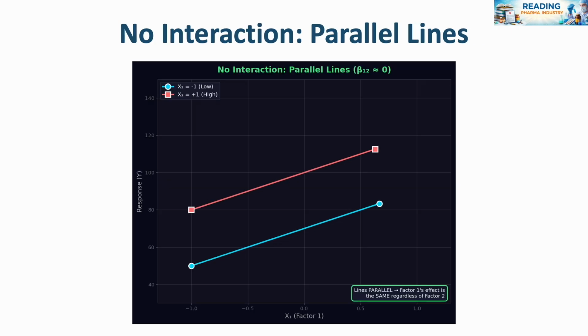Look at those two parallel lines. Basically, you go from low to high. The blue is low for x2, the red is high for x2, and x1 is shown on the x-axis. The y response is on the y-axis, and there is no difference here. So you increase, and basically there is no impact.